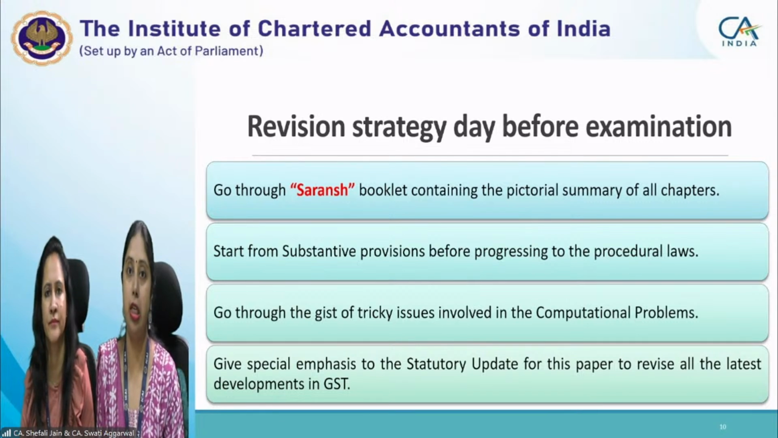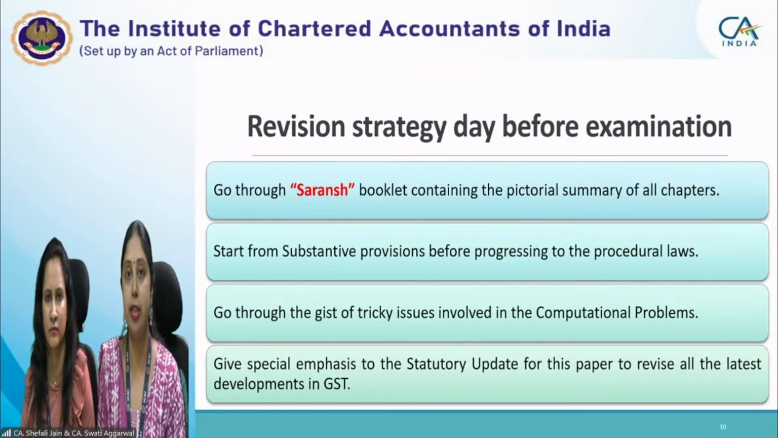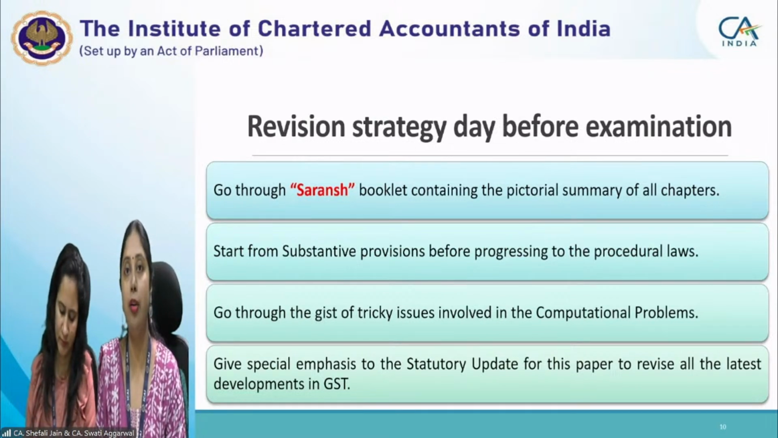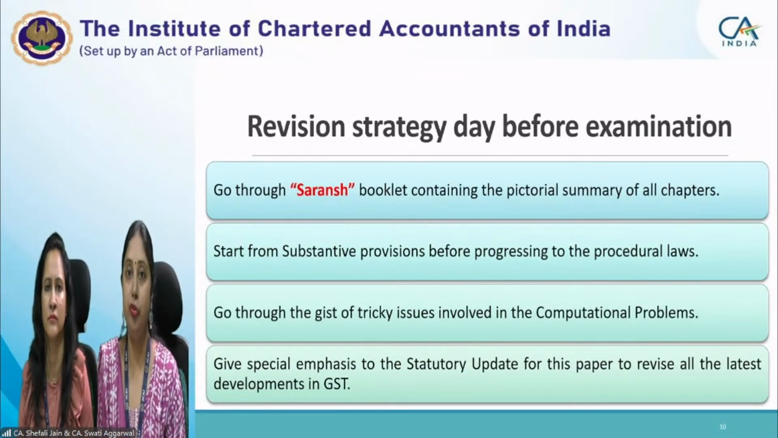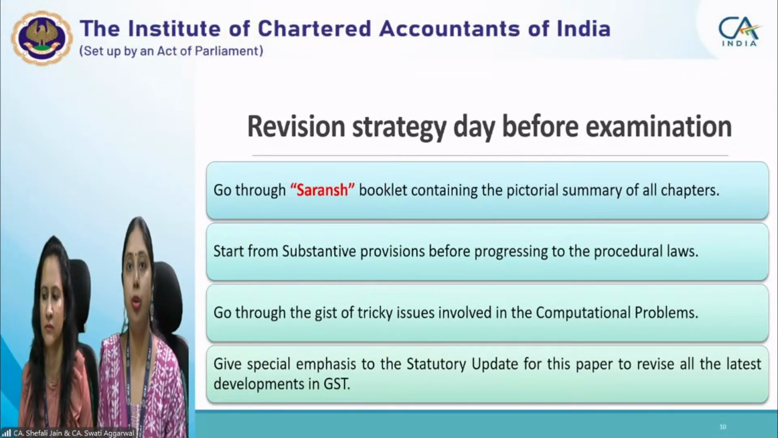Now, this Saransh contains the pictorial summary of all the chapters. Whatever concepts have been discussed in a chapter have been summarized through charts, diagrams and flow charts. That helps you in retaining and revising those concepts the day before examination. But the Saransh booklet which we have given, you have to customize as per your requirement. If you feel that you need to add some more points to it, or you want to revise some more concepts the day before the exam, you can insert those concepts and highlight those points in the summary booklet. So whatever you want to revise the day before the exam should be there in one booklet.